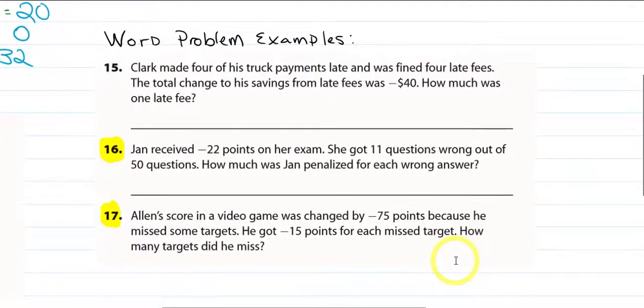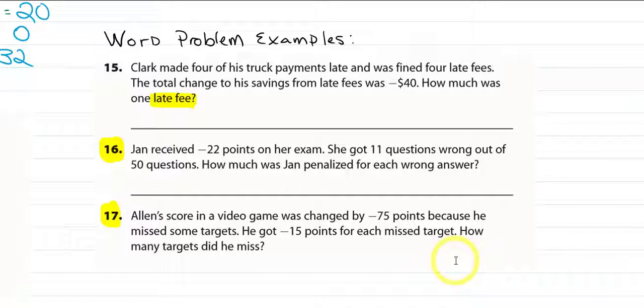Next, we're going to look at the same word problems, but now for division. We're going to do number 15 together, and 16 and 17 I'd like you to try on your own, and we'll go over those in class. So for number 15, Clark made 4 of his truck payments late and was fined 4 late fees. The total change to his savings from late fees was minus $40, or a negative $40. How much was one late fee?